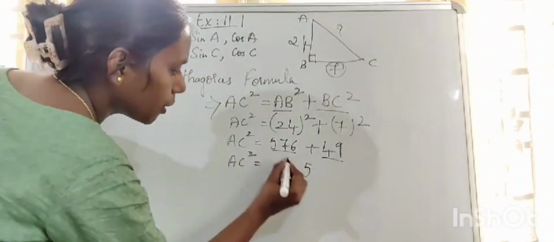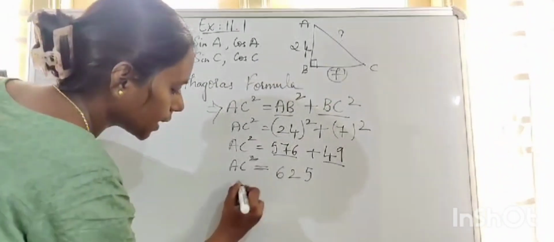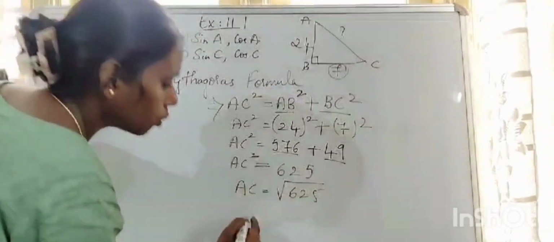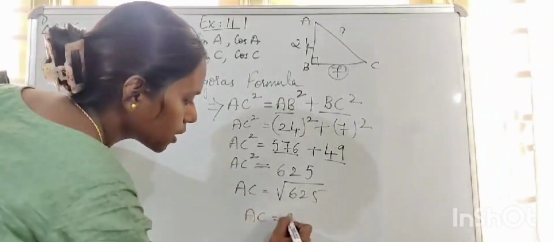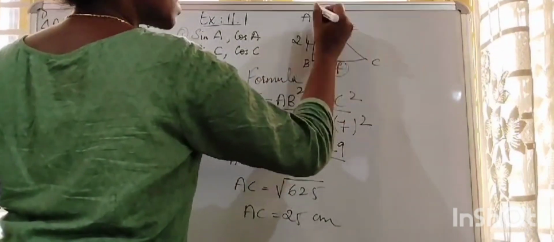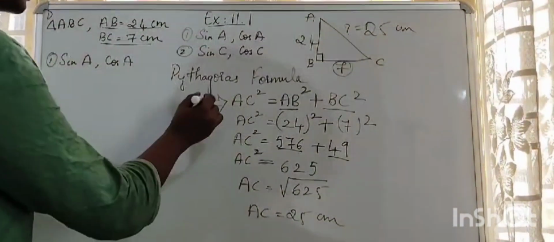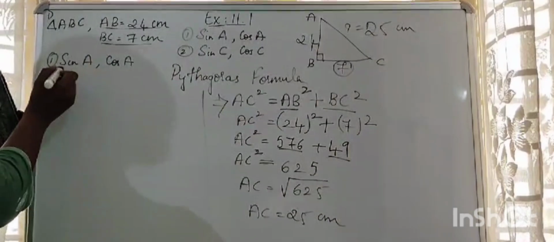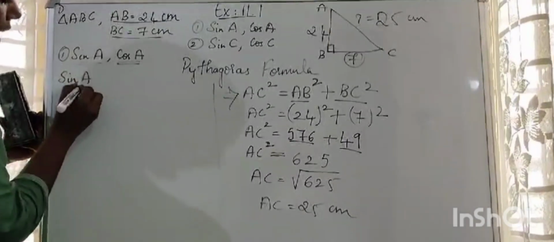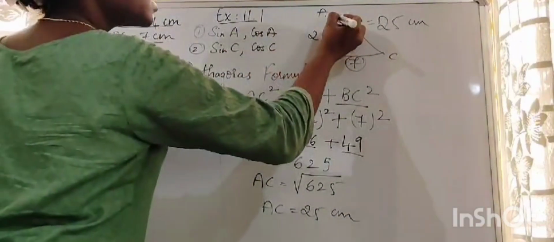Now this square will be sending it this side. Whenever the square crosses the equal sign and comes to another side, it will change into the square root. So the square root of 625 is 25 centimeter. So now we found out the value of AC. So the value of the side AC is 25 centimeter. Now we are supposed to find out sin A and cos A. Sin A, they are saying that the theta is A. Here in theta place we have A. So our angle will be here.